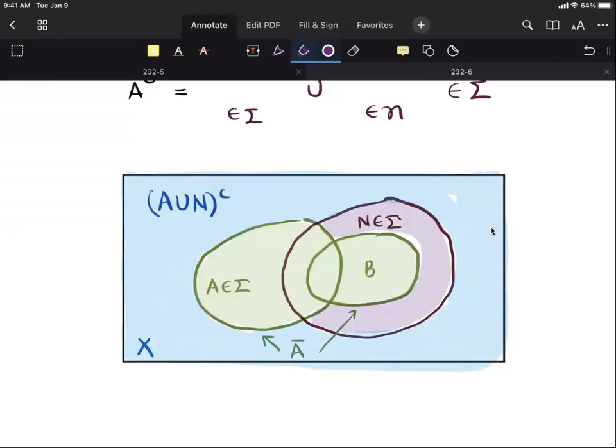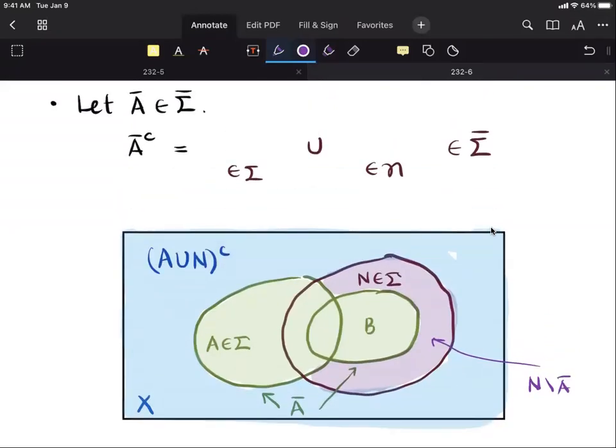And this is basically what? This is N, but you remove the green parts. So this is basically N minus A bar. So we have written the complement of A bar as two sets. One, that is N minus the union, N minus A bar, and the other that is the complement of the union of C. Okay.